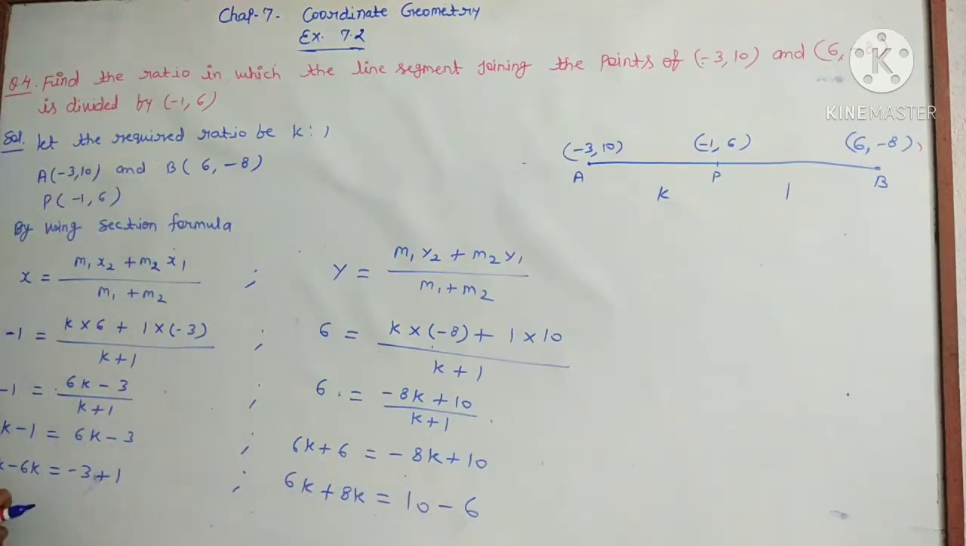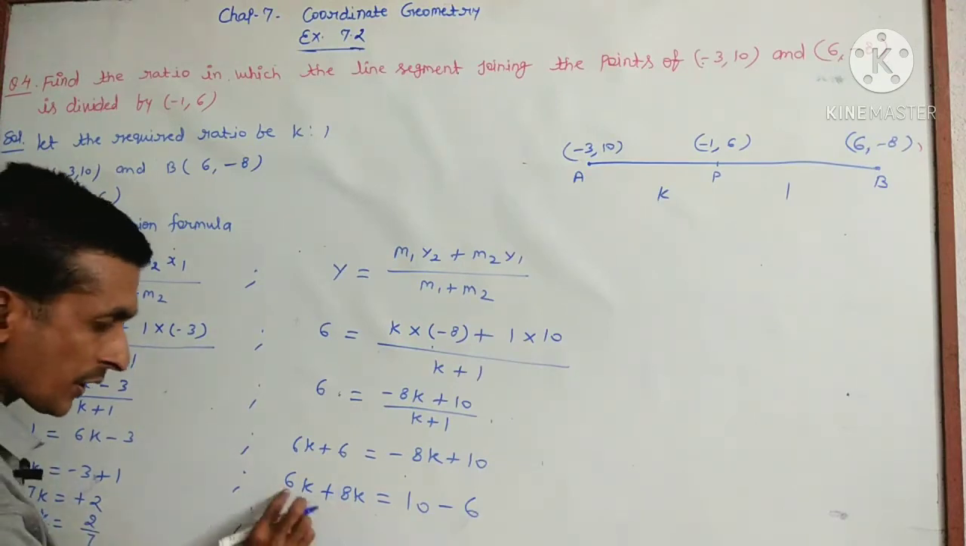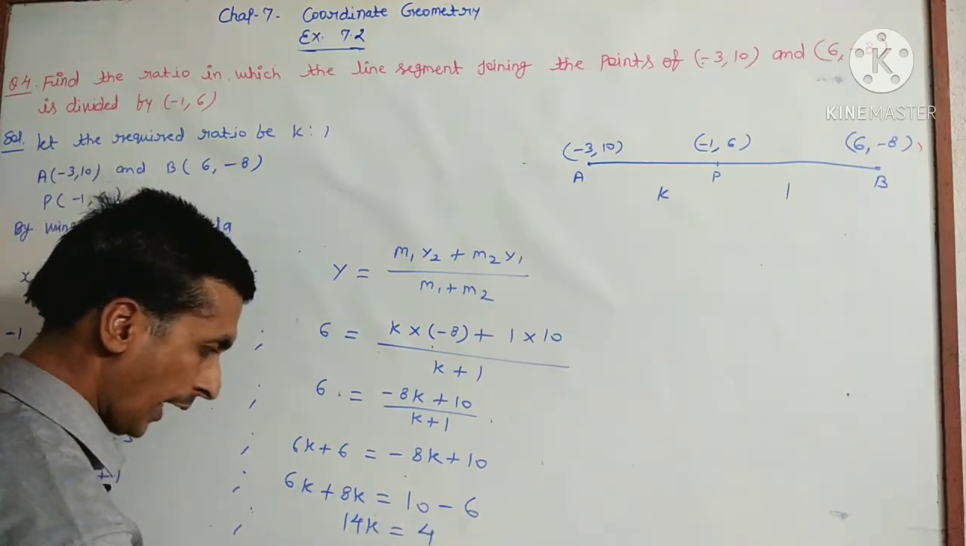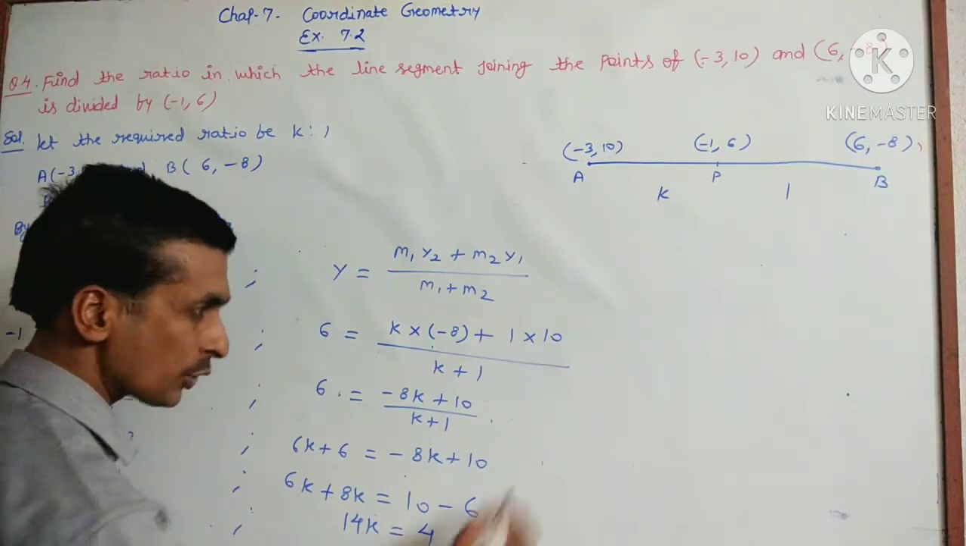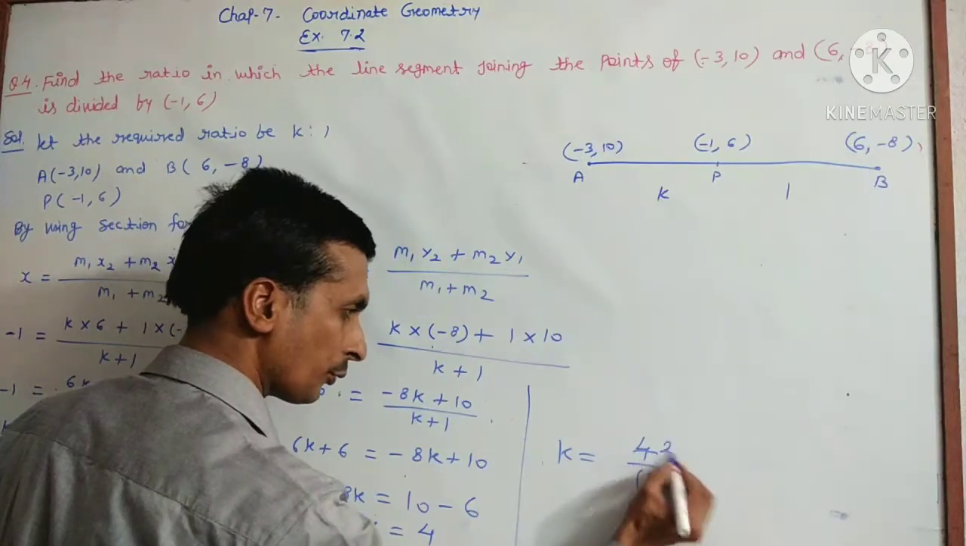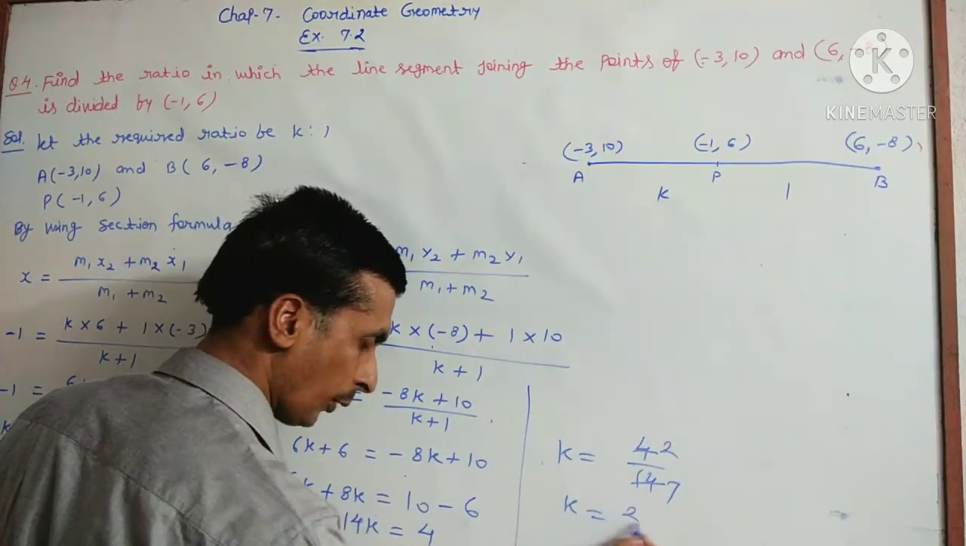So after solving, -k - 6k, how much? -7k, equal to -3 + 1, which is -2. The bigger number is negative, so minus, minus becomes plus, and k equals 2 upon 7, right here. And similarly 6k + 8k, that means 14k, and 10 - 6 is 4, so k equals how much? k equals 4 upon 14, which is 2 upon 7. So the k value is 2 upon 7.